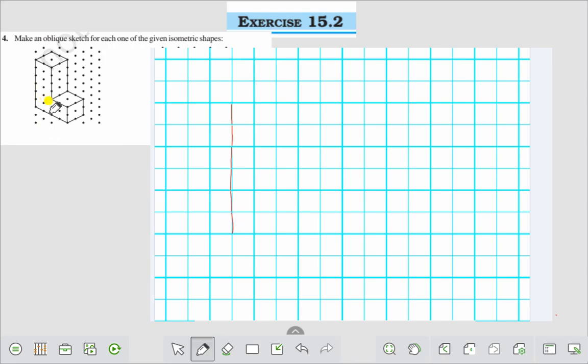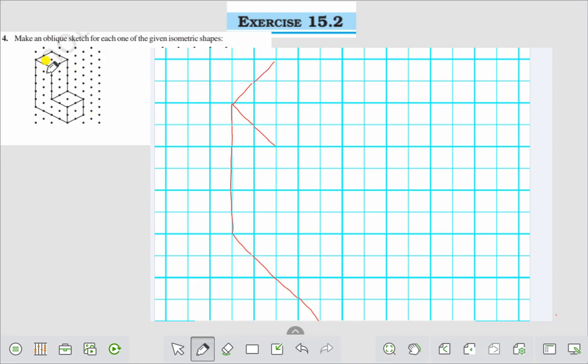Here 1, 2, 3, 4. Four units. Let us take 4 unit. That is 1, 2, 3, and 4. Right? In this, here it is take 2 unit. That is 1 and 1, 2 unit. Right? Here you take 2 unit. That is 1 plus 1, 2 unit.